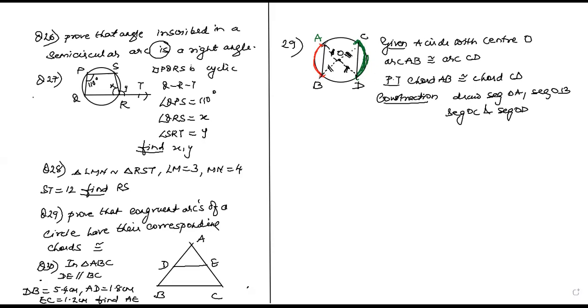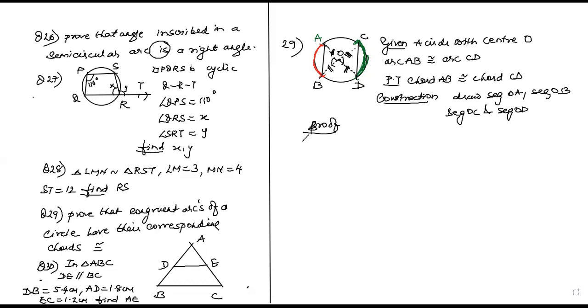ये arc AB आप देख सकते हो minor arc है, arc CD भी minor arc है। Minor arc के बारे में आपको क्या मालूम है? Measure of a minor arc is always equal to measure of its corresponding central angle. So simple, children. What you can see here, I get the missing information easily. How? Measure of arc AB equal angle AOB, measure of arc CD equal angle COD, by definition of measure of minor arc. But arc AB equal arc CD is given. So angle AOB equal angle COD I'll get.